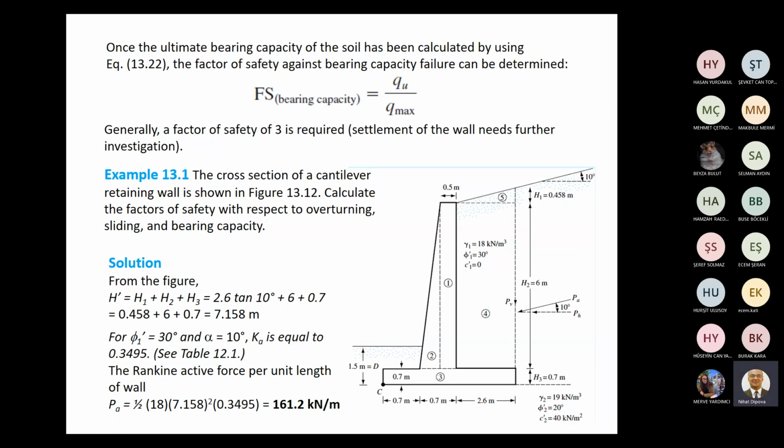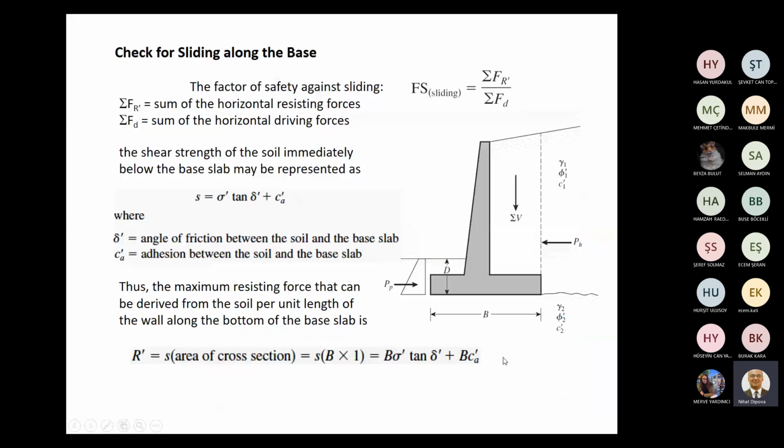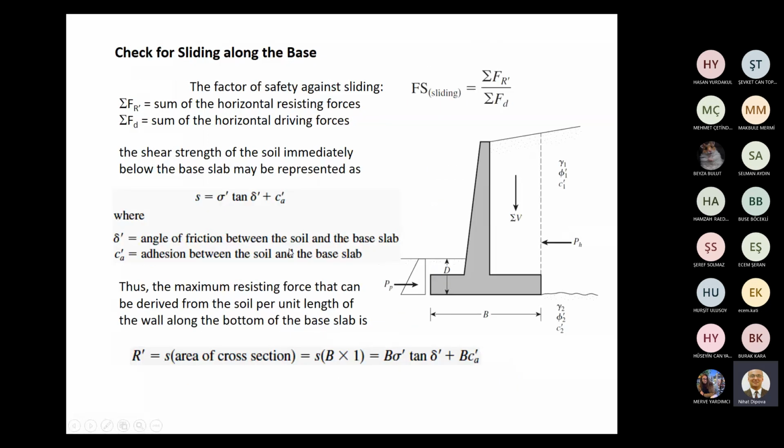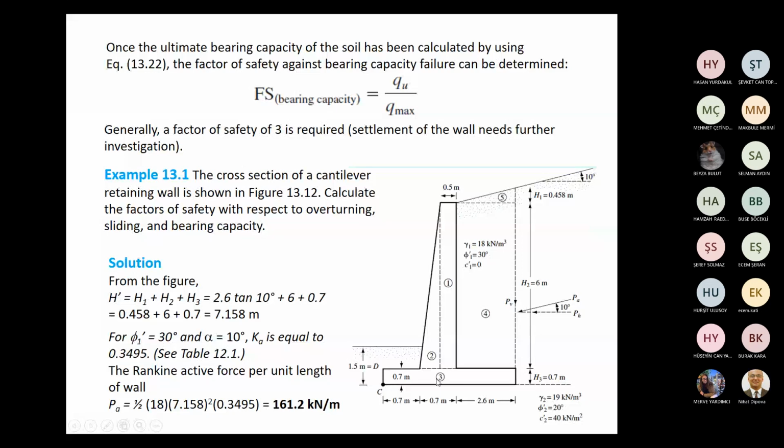First of all, we have to determine this height value. Here it's given as AB plane, H prime. Because only wall dimensions are given, we have to add this portion. This is equal to 2.6 multiplied by sine, what's the angle? Yes, 10 degrees.